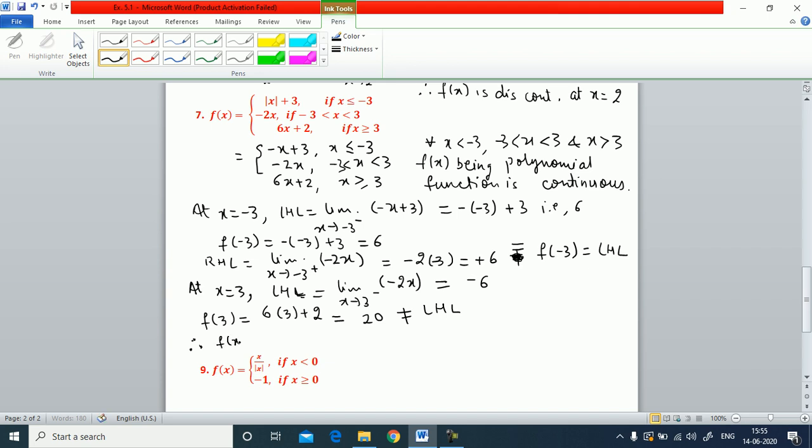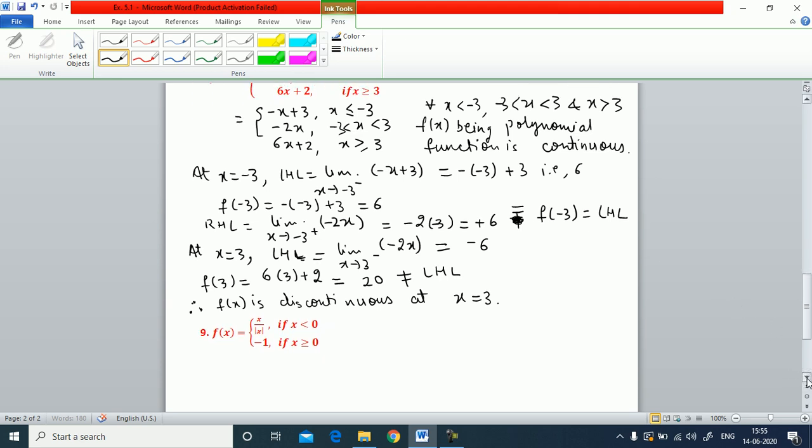We can write f(x) is discontinuous at x is equal to 3. So mentioning only the point of discontinuity because that is what the question asks for. At minus 3 it is becoming continuous. Okay. One more quickly let us take.